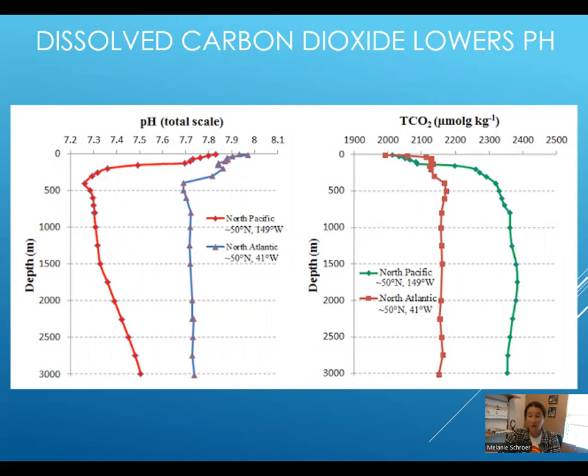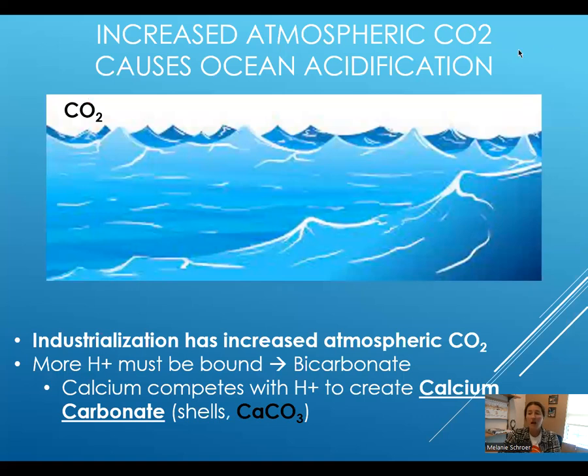Dissolved carbon dioxide, again, lowers pH. Okay, so here we can see a pH scale. Here we can see total carbon dioxide. And so more CO2 is going to lower the pH. Okay. We can also see that closer to the surface versus farther down in the water column, the pH is going to change as well. So more acidic, lower, and more basic, higher. And so more CO2 means more acidic, right? Lower pH, more hydrogen, more acidic.